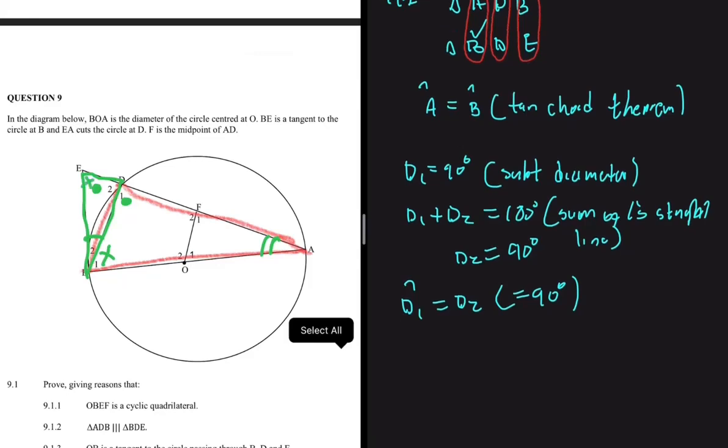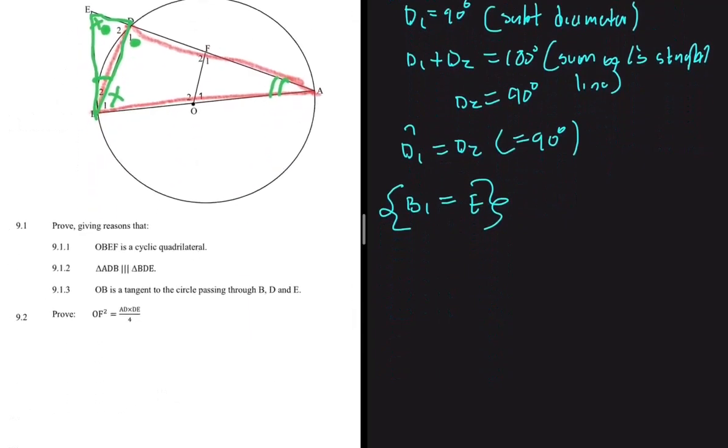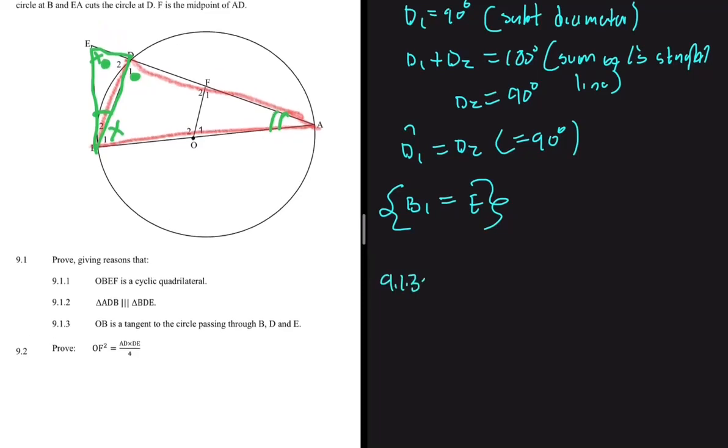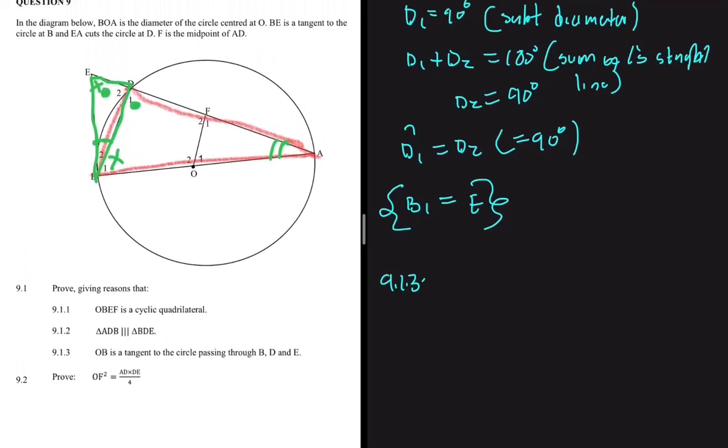So now we can see that B1 is equal to angle E, right? You don't have to say this, but I'm assuming that we might need to use it when we solve other problems. Let's move ahead with our equation. So we have 9.1.3. 9.1.3 is saying, let's prove, given reasons, that OB is a tangent to the circle passing through BDE.